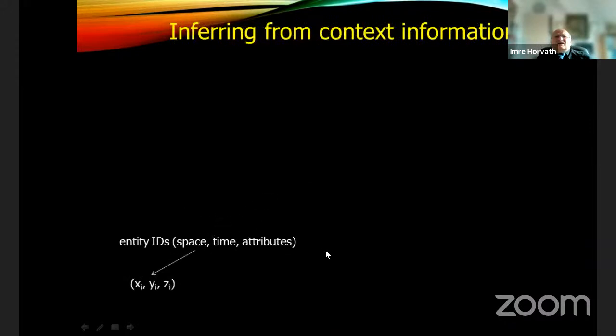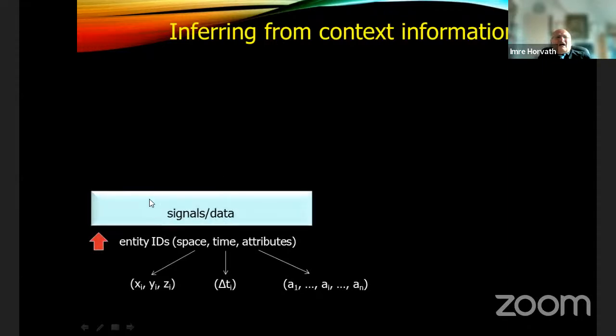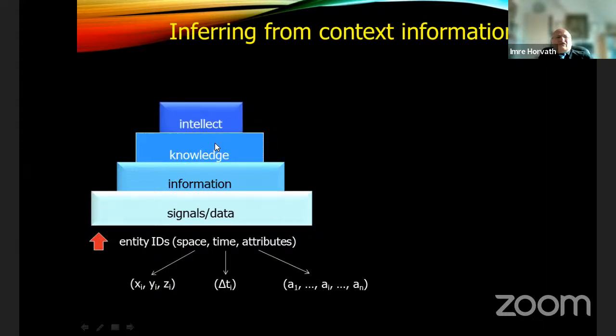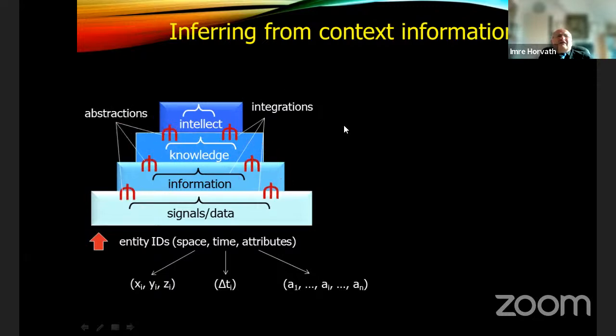Then the next thing is the issue of inferring from the context information. As I mentioned, we recorded the space coordinate of every entity, the time intervals, and the attributes and the change of the attributes. We started with the signals and data, which were converted into information, then into certain knowledge related to the actions, and then the semantic information for the messages. So if you see this, it is the traditional knowledge pyramid which contains integrations and at the same time abstractions. Both had to be realized in the reasoning mechanism.